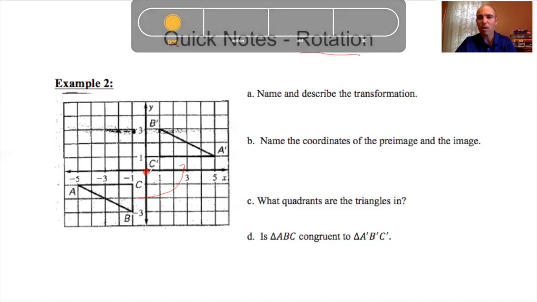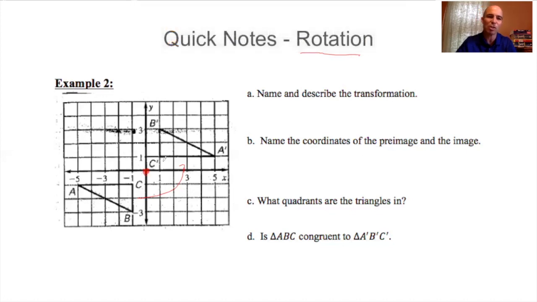Okay, now name the coordinates of the pre-image and the image. Okay, I'm not going to waste your time with this, but what I am going to do is say this is the pre-image, and the reason I know it is the pre-image is because it does not have the little dashes where this is what we call the image, or the new image, I guess you might call it. All right, what quadrants are the triangles in? By now, you guys, we reviewed that a little bit. It looks like it's 1 and 3 specifically. The 3 is the pre-image, 1 is the new image. And is ABC congruent to the new one? Yes, it is. In fact, anytime you do a rotation, you will end up with congruent figures.